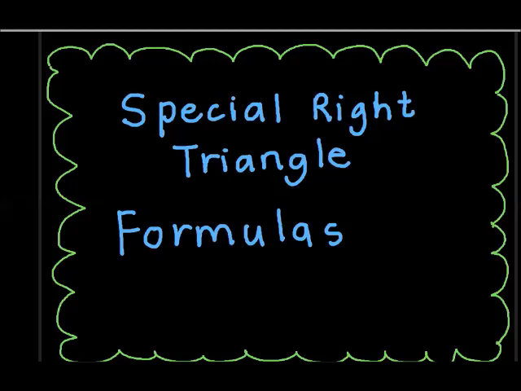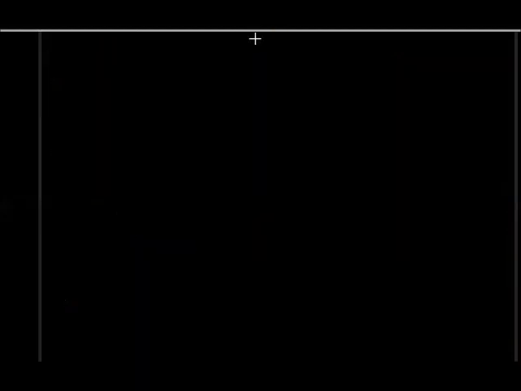Hi, this video is about special right triangle formulas and how we got them. This is a pretty short video, and after you watch it, you can go ahead and watch the video just on special right triangles. So let's get started. First off, by special right triangles, of course, we're talking about 30, 60, 90.